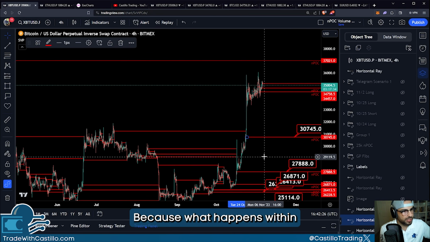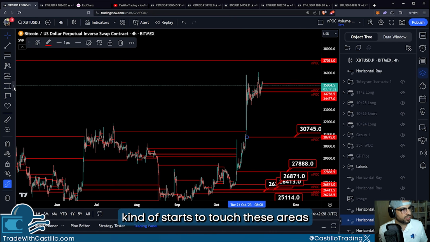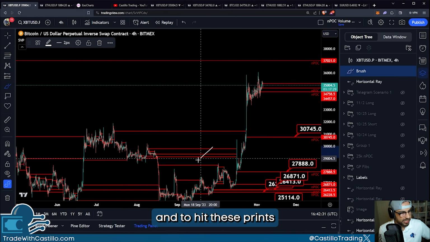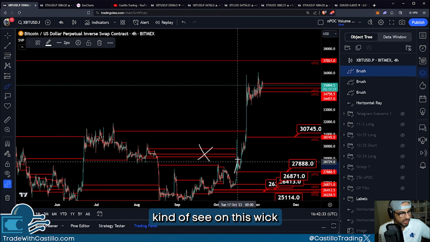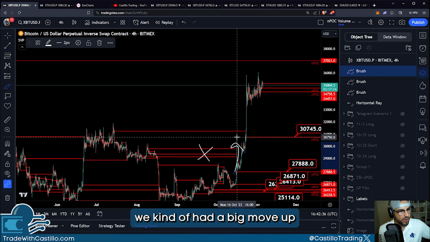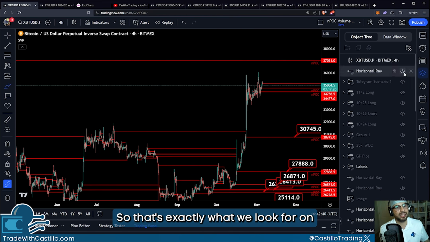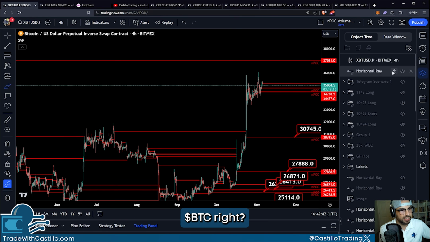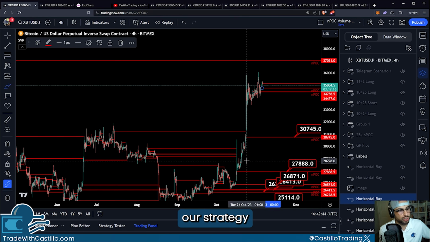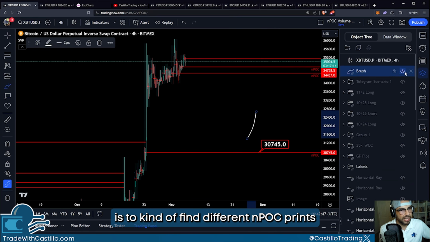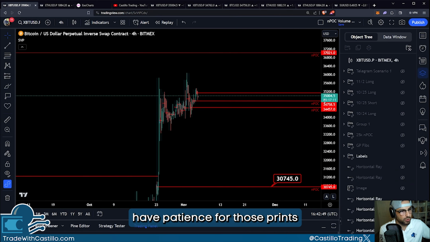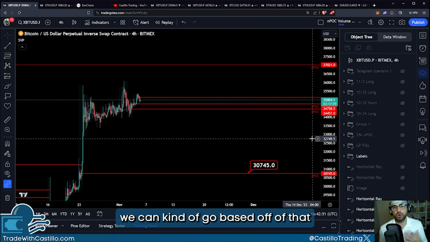Because what happens within these prints is once price action starts to touch these areas and hit these prints, they close, as you can see on this wick. We had a big move up, and then it closed these nPOCs, and then price action continued. So that's exactly what we look for on BTC, right? That's exactly what we look for within our strategy, is to find different nPOC prints, have patience for those prints, and then we can go based off of that.